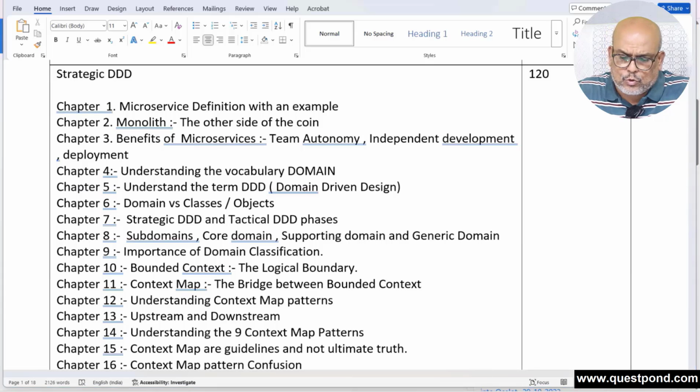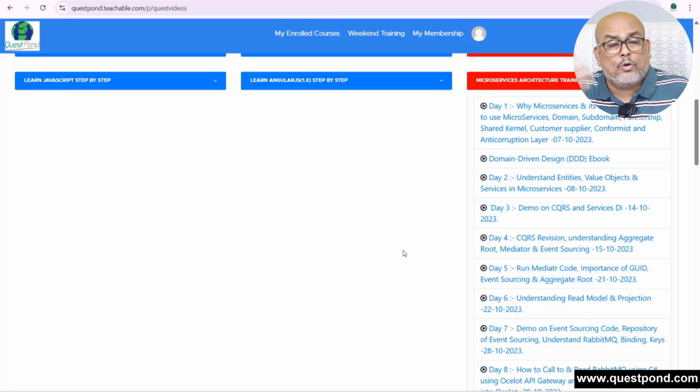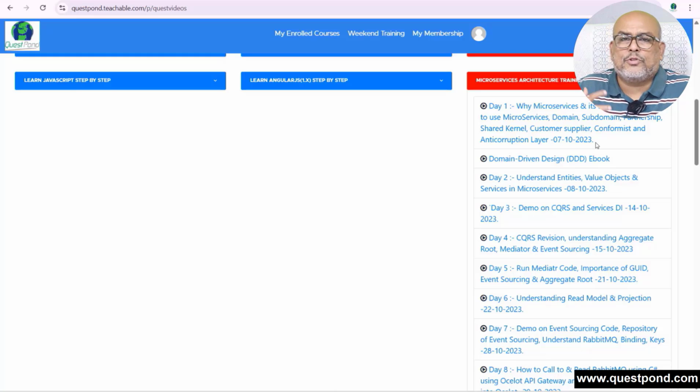In case you are a Questpond subscriber, you will say, sir, you had already taken microservices in 2023, that is 2 years back. A lot of things have evolved in these 2 years. I'm not saying a conceptual change, but whenever I'm taking a mock interview with developers, many of them say that in the interview they are asked about strategic planning, which is not there in the videos.